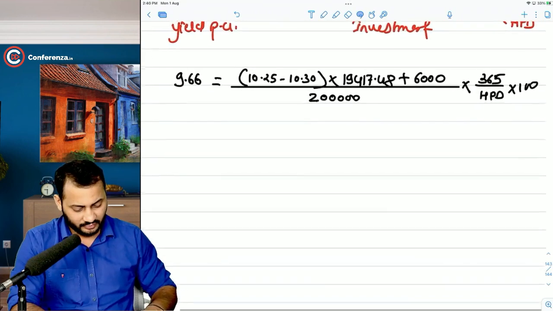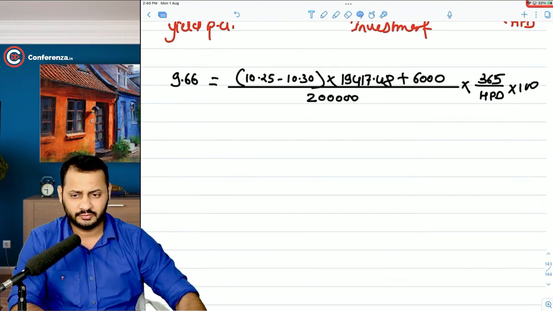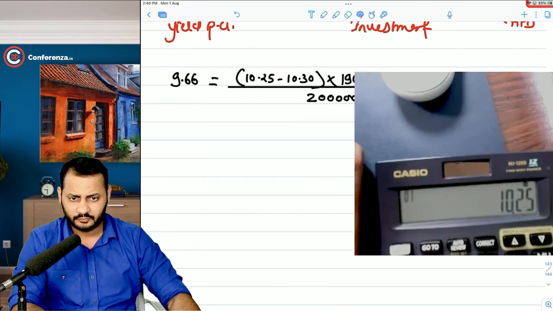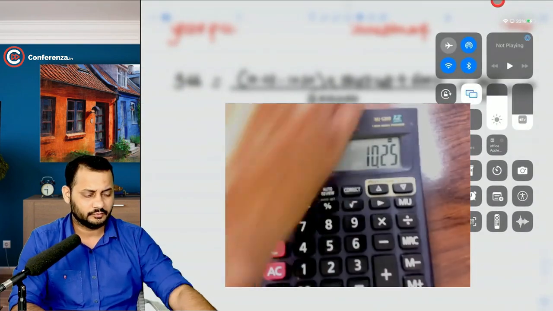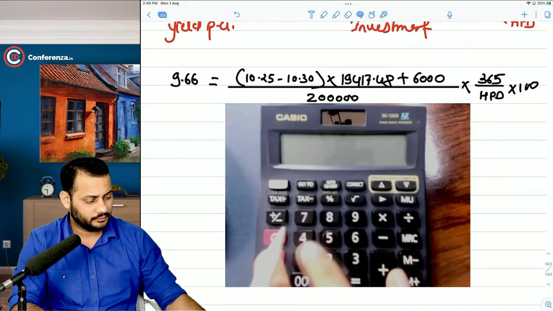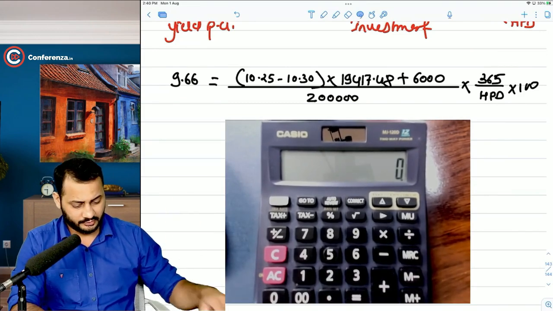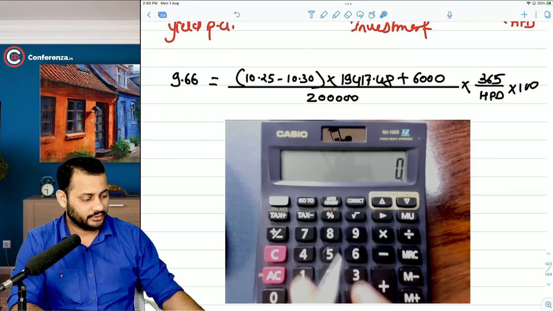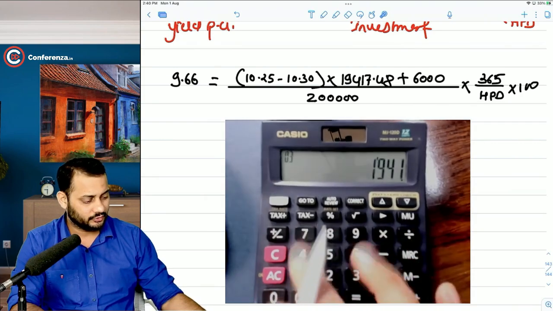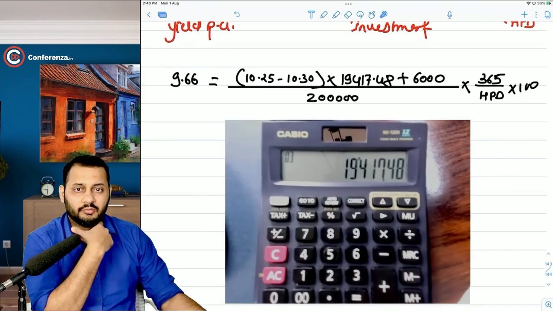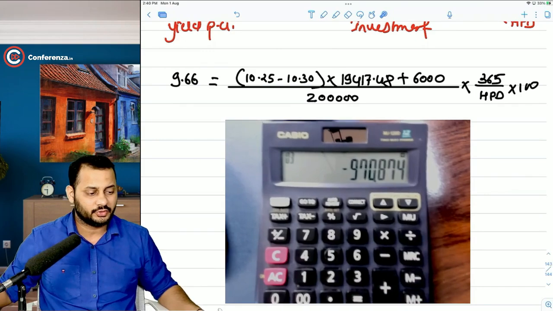See, now we can easily solve this equation. I will show you. Just have a look. See. So in the calculator, we are going to start with this figure. See, 10.25 minus 10.30, 10.25 minus 10.30. Then I will multiply it with the number 19417.48, the number of units. This is the capital loss. It's not a capital appreciation, it's actually a capital loss to us. Just a second. Yeah.